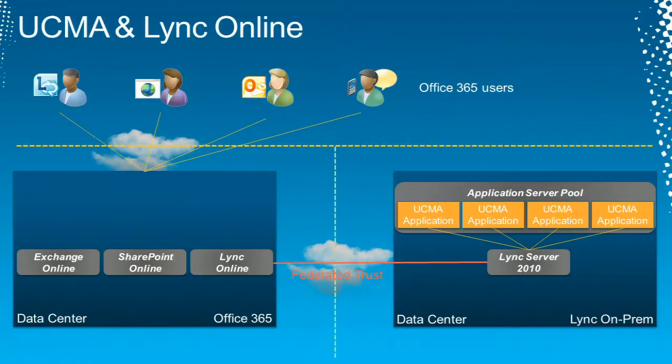Through the trust that you establish through federation, you are able to actually build your Unified Communications Managed API applications, and you are able to run them in your own data center. You are then able to run, for example, a contact center application, or a notifications application, or an application that does an expert search. So it is not possible to run those applications in Office 365. We are only half in that sense.